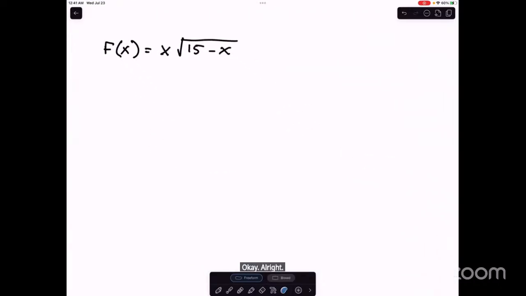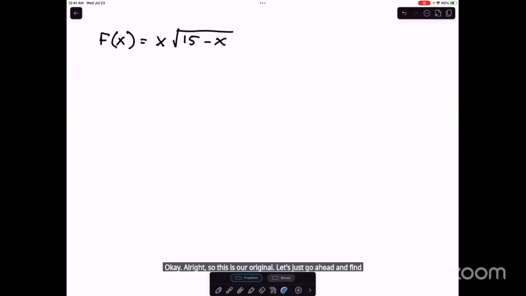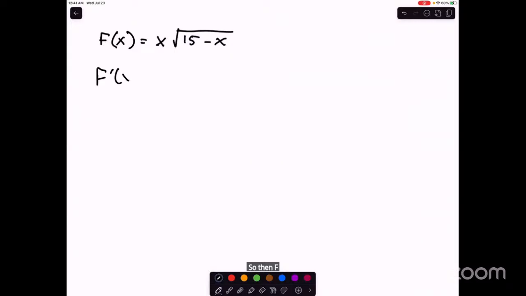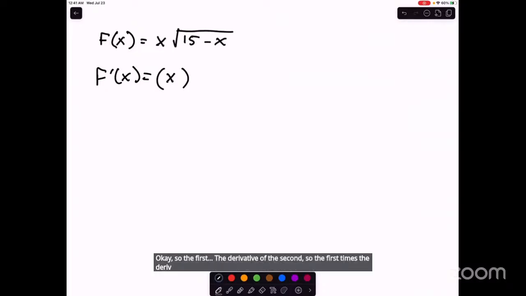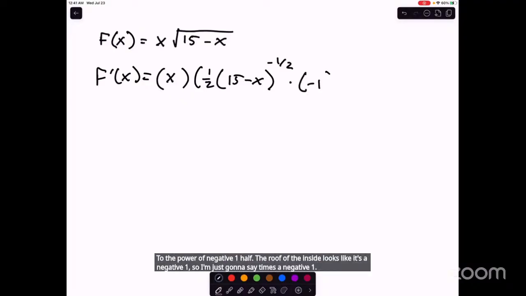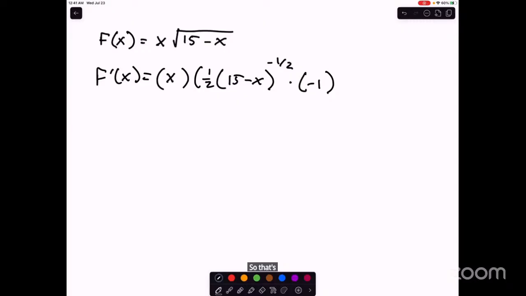All right, so this is our original. Let's just go ahead and find the first derivative and the second derivative. So f prime of x, we have to use the product rule here. The first times the derivative of the second, so the half comes down, to the power of negative 1/2. The derivative of the inside is negative 1, so times negative 1. That's the first times the derivative of the second, plus the second.